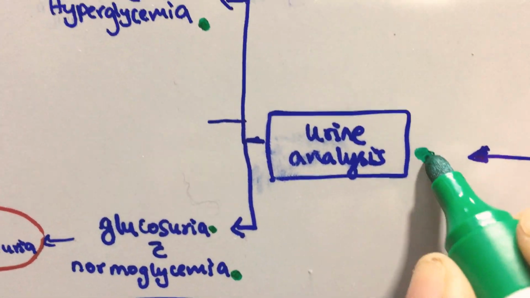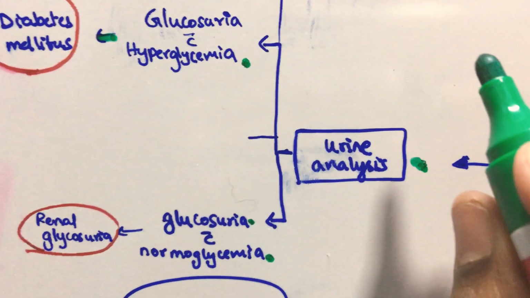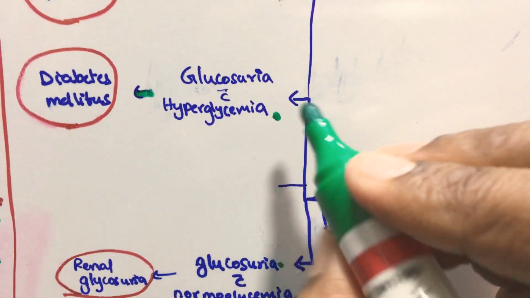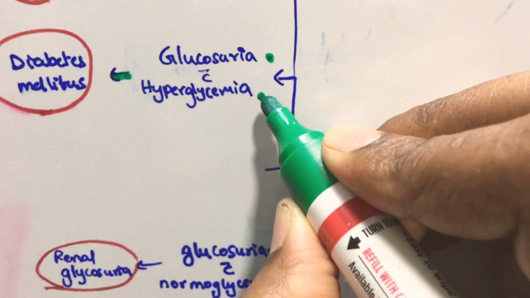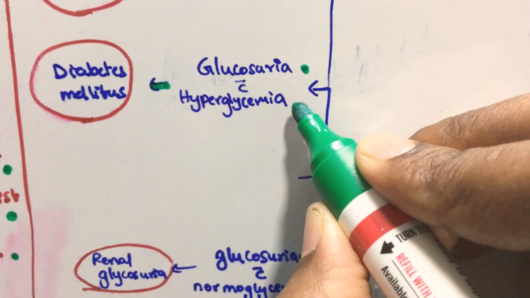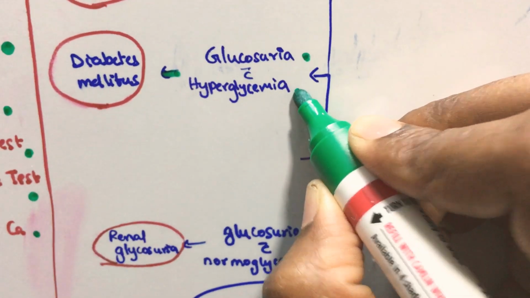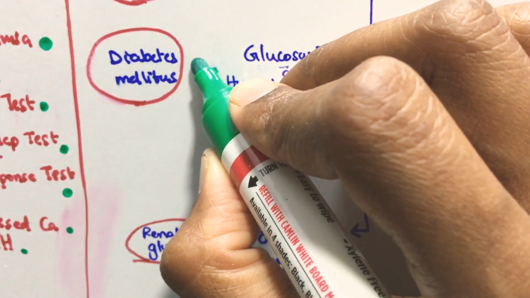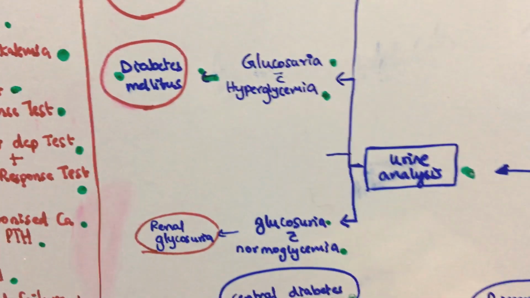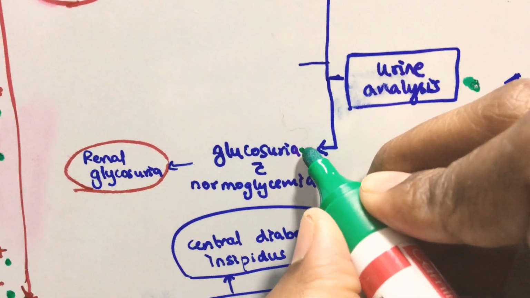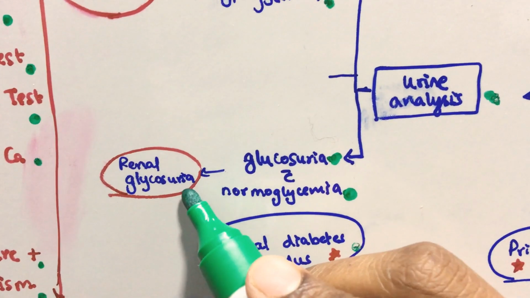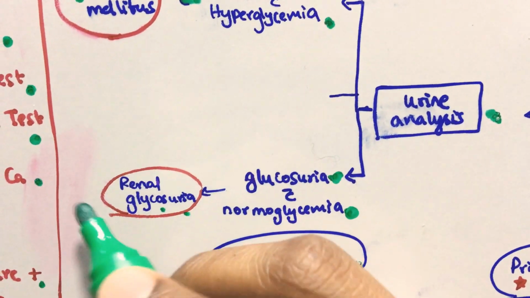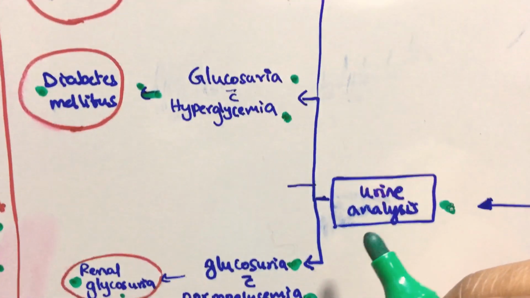In urine analysis, we will be measuring urine glucose. If the urine contains glucose, you need to check the serum simultaneously. If the serum also contains glucose, then it means diabetes mellitus, you have your diagnosis. If the urine contains glucose but the serum is normoglycemic, then it is renal glycosuria, you have your diagnosis.